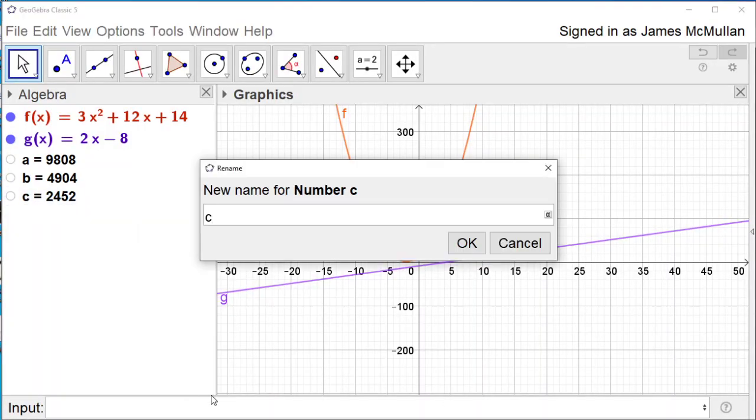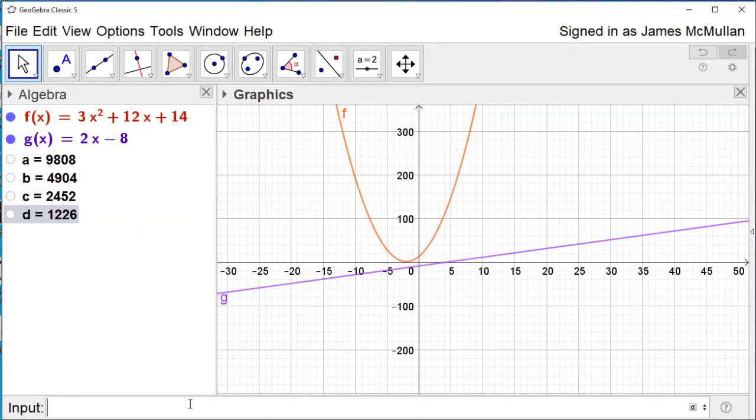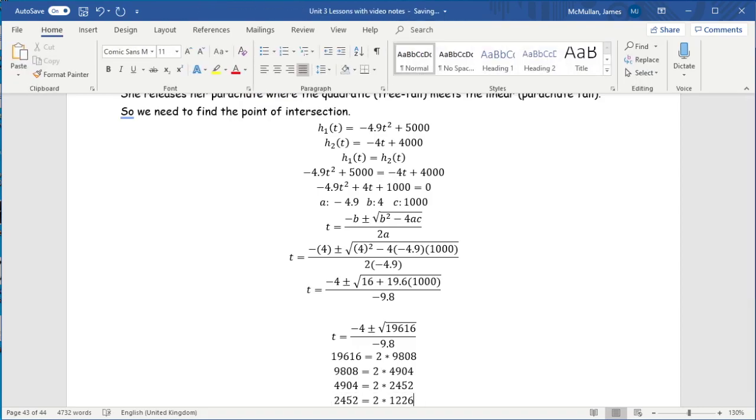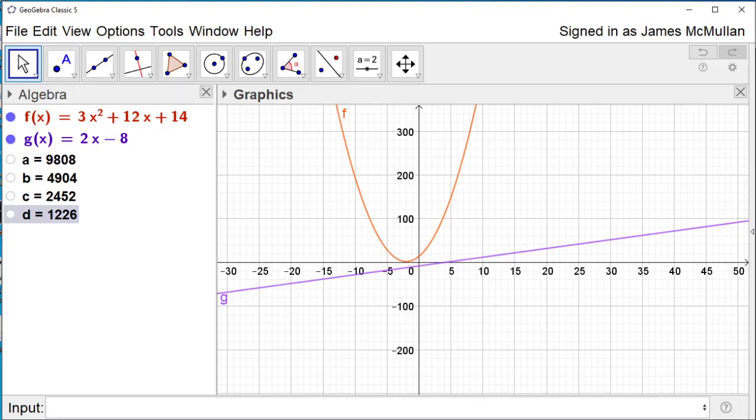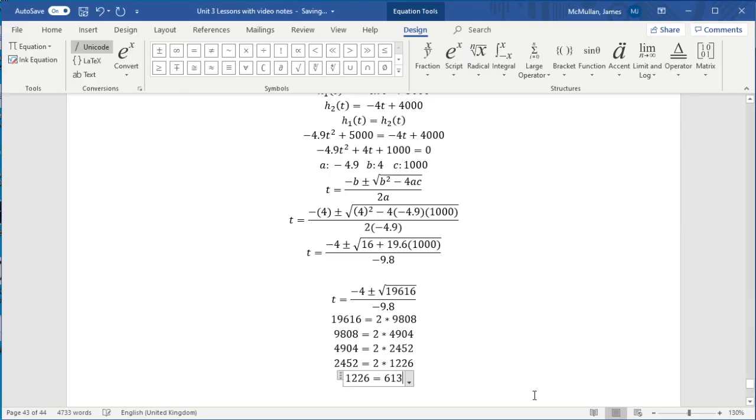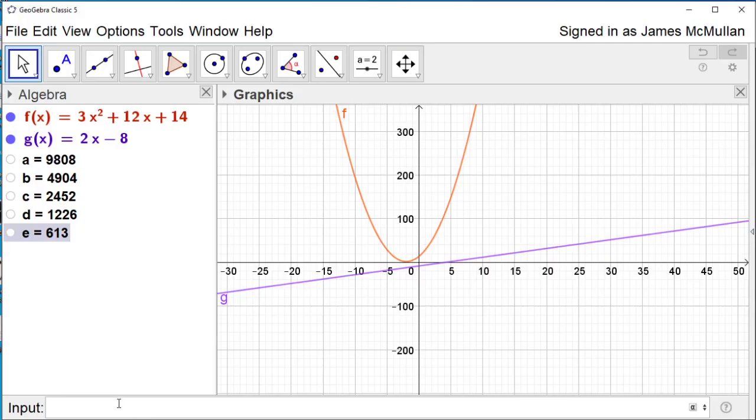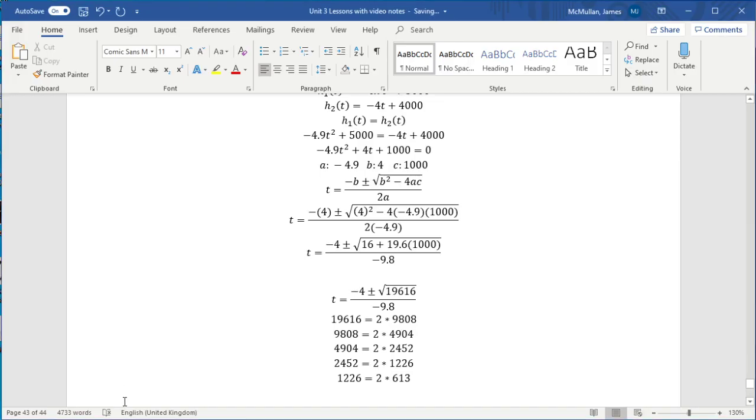Okay, so we get 1,226. That can be divided by 2. We get 613. Now, I don't know what can go into 613, so let's test a few things. 613 divided by 3 doesn't work. Divide by 5 obviously won't work, so what about 7? Nope. 11? Nope. And 13? I don't think so. So I think we're going to leave it as 613 here.